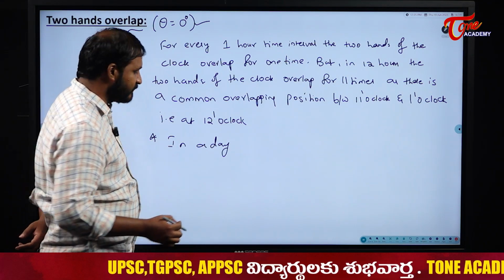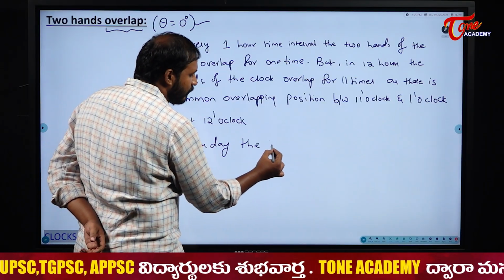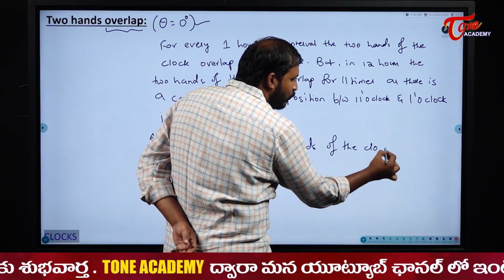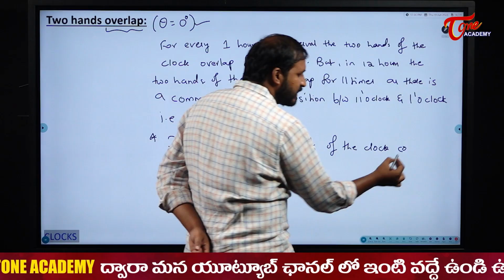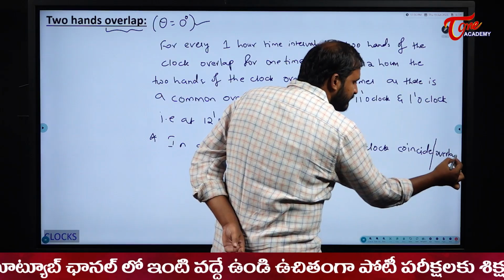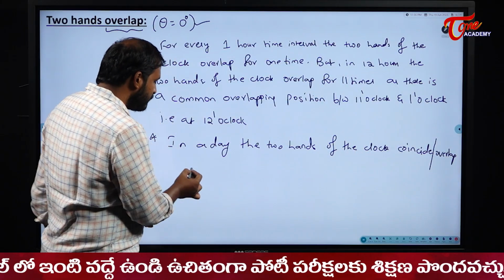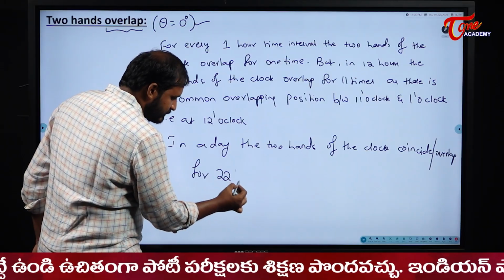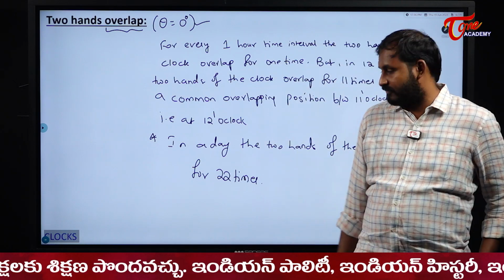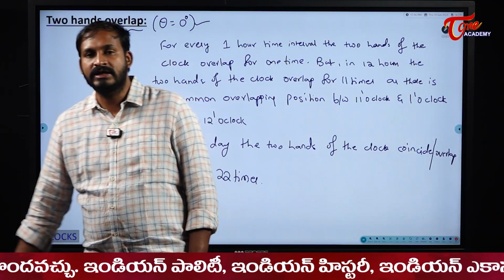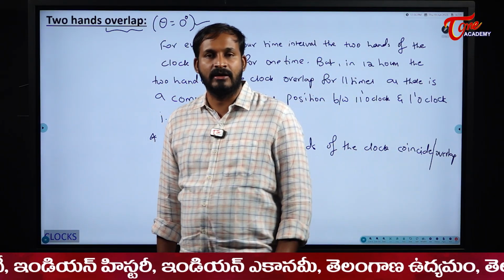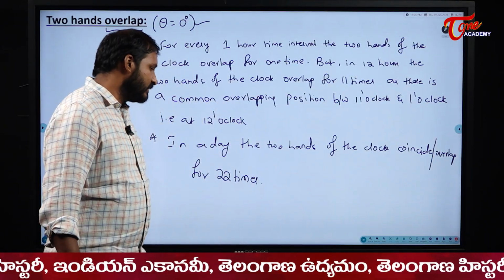They may ask this one as a question. In a day, the two hands of the clock coincide or overlap. Both are the same, students. Coinciding means meeting, or overlap, for 22 times. Why? Because in a day means how many hours, students? 24 hours. In 24 hours, the two hands of the clock will coincide or overlap 22 times. This is very, very important.